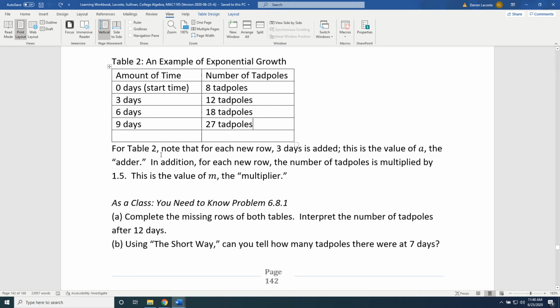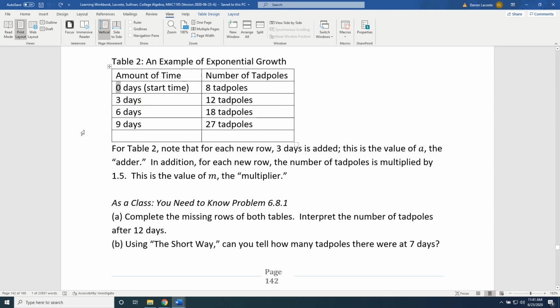There is a pattern here. For Table 2, note that for each new row, 3 days is added. This is the value of A, the adder. In addition, for each new row, the number of tadpoles is multiplied by 1.5. This is the value of M, the multiplier.